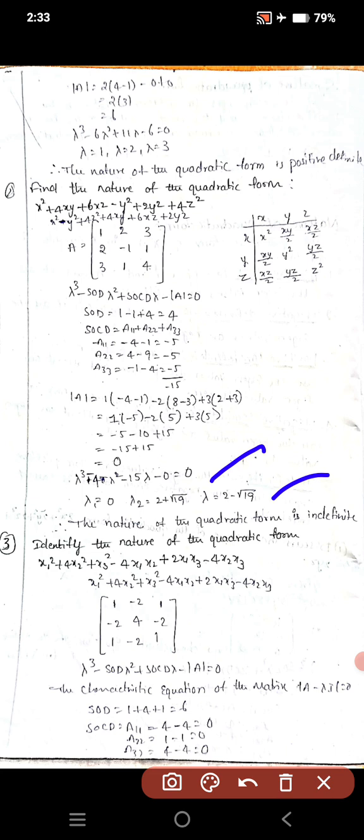So the nature of the quadratic form is indefinite. Some positive, some negative terms are there, and a 0 term also, that's why it is indefinite. The nature of the quadratic form is indefinite.